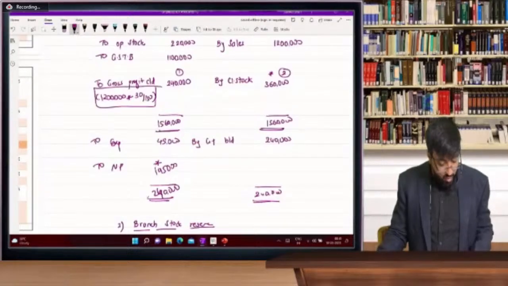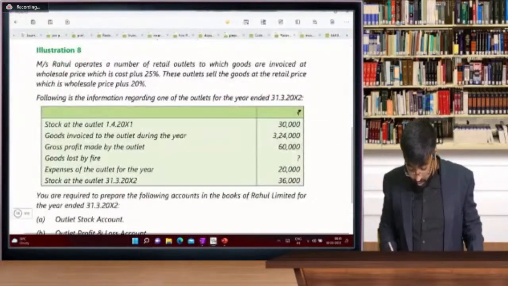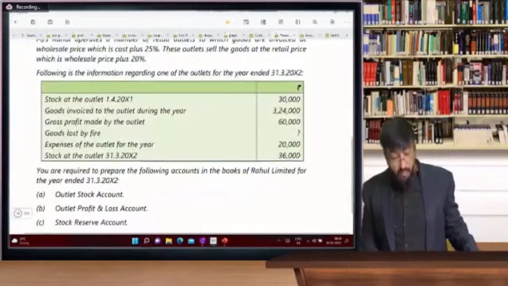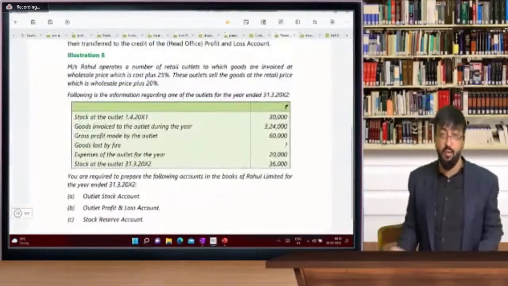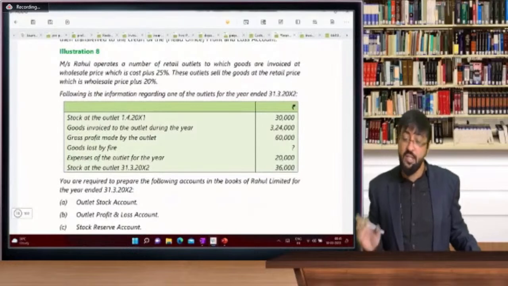Beta, opening stock and closing stock loading will not be there in illustration number 5 because only stock reserve is asked. What is a stock reserve? It is closing stock reserve. Okay, beta, understood? Whenever stock reserve, it is always on opening and closing stock. It's not on GSTB. And when branch adjustment account is open, then GSTB ka bhi loading aayega.